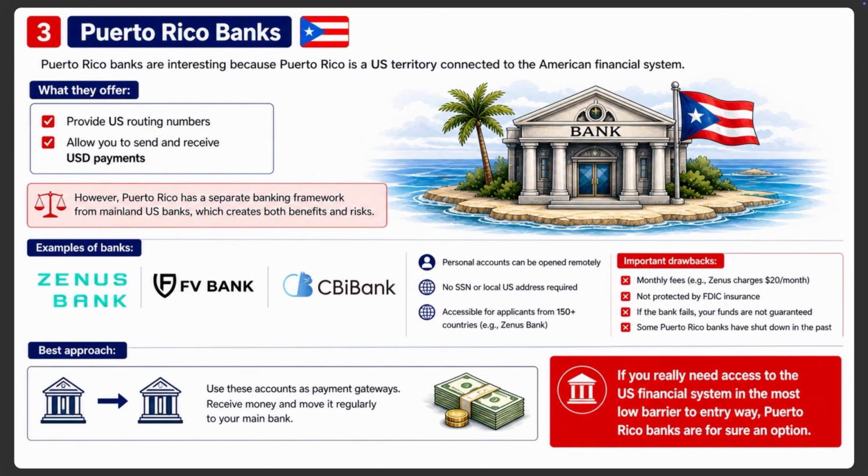The bigger issue is regulation and protection. Puerto Rican banks are not protected by FDIC insurance in the same way mainland US banks are. If the bank fails, there is no federal deposit insurance guaranteeing the return of your funds. There have also been examples of Puerto Rico-based banks ceasing operations, so this risk is not just theoretical.